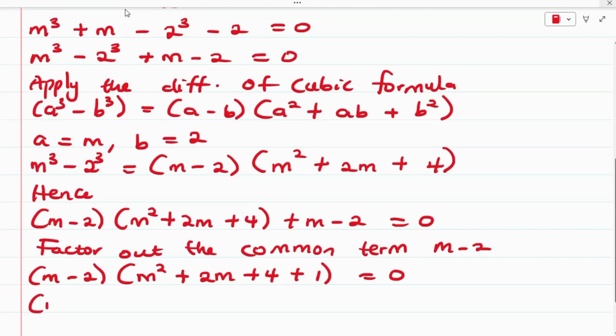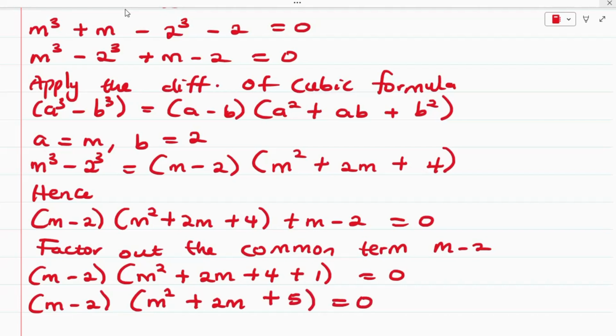So right here we have m minus 2 into m squared plus 2m plus 4 plus 1, which is going to give us 5, which is equal to 0.